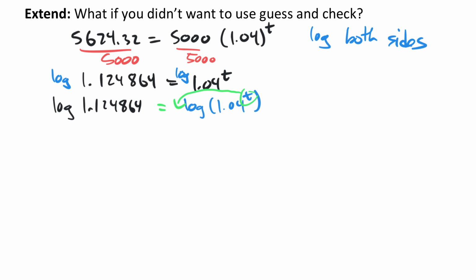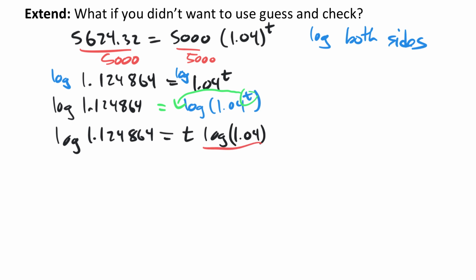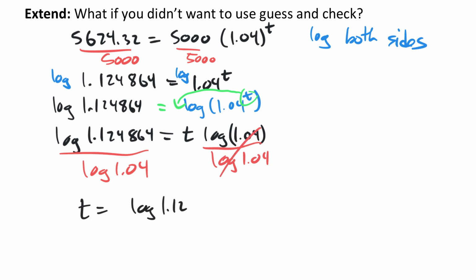So this means that I have log of 1.124864, some terrible number, but our calculator will handle it, equals t log 1.04. And if we look, by taking the t out of the exponent and down to become a coefficient, we can now divide out the log of 1.04, just like we divided out the 5,000 in our previous example. And that cancels, and so we have t equals log of 1.124864 divided by log of 1.04.